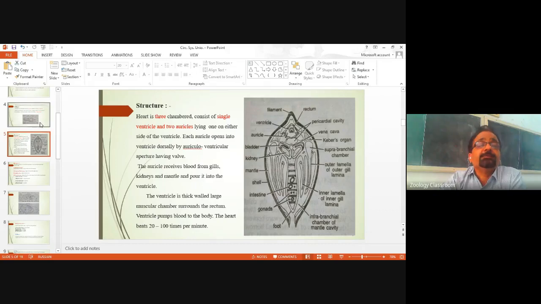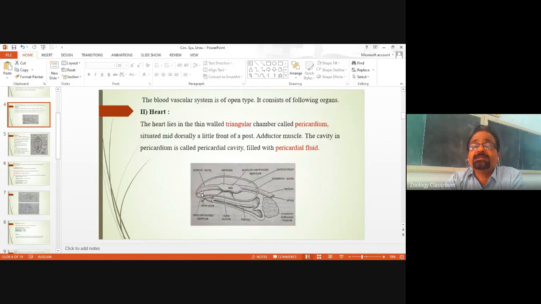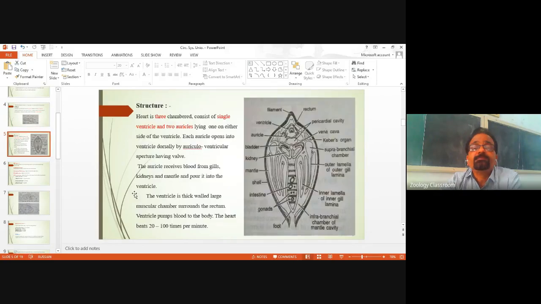It surrounds the rectum. See, this is the ventricle, and this is the digestive part of the digestive system, which is passing through the ventricle, and this is one of the unique features of the bivalve. A very interesting point to be remembered is that in no other animal will you find the rectum passing through the ventricle. But here, because of the very important peculiarity of the mechanism of torsion in bivalves or in the gastropods, in these mollusks, the rectum is passing through the ventricle. Then the ventricle pumps blood to the heart beats.